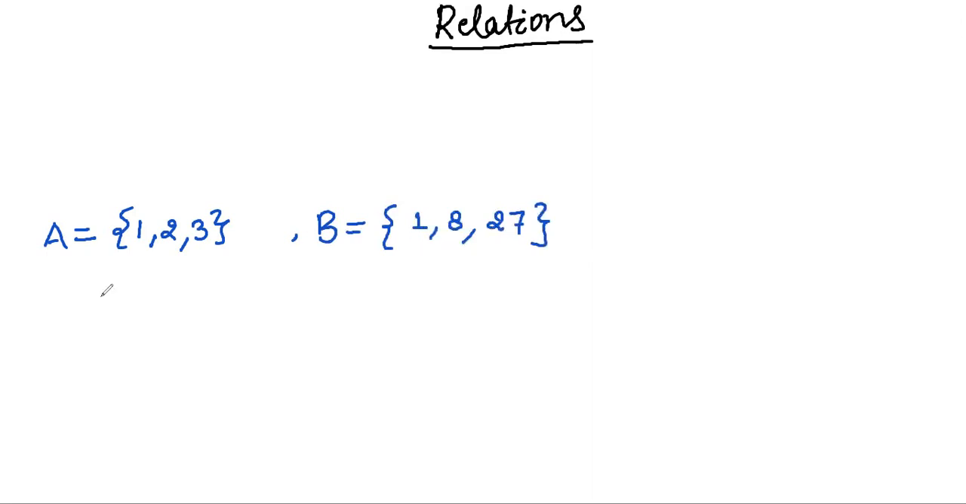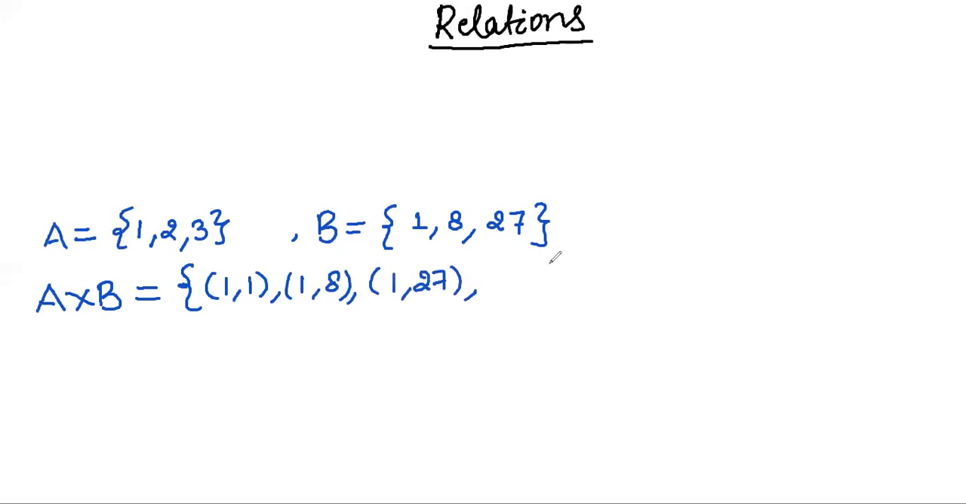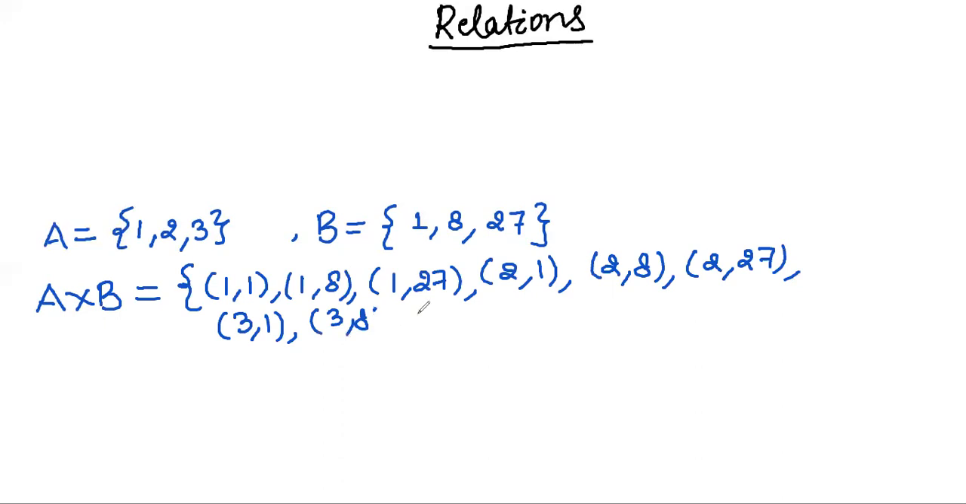And I have told that here we will find the relation by using the Cartesian product of sets. So first of all, we will find the Cartesian product of these two sets, that means A cross B. I think you all know how to find the Cartesian product of sets. So 1 is connected to 1, 1 is connected to 8, 1 is connected to 27. Similarly, 2 is connected to 1, 8 and 27. Then 3 is connected to 1, 8 and 27. So these are the elements of the Cartesian product A cross B.